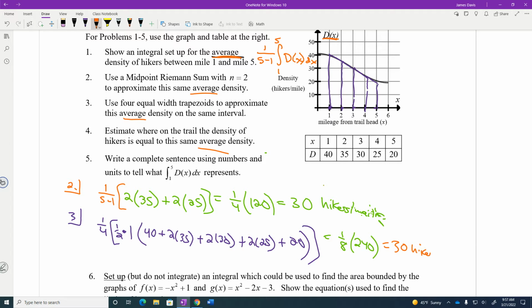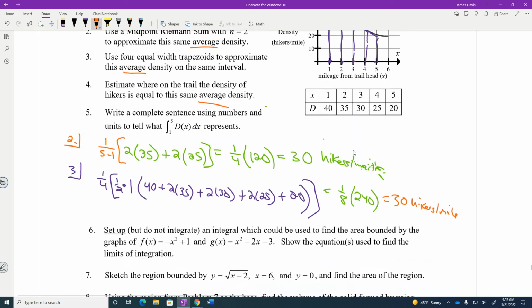What do you guys think? All right, and then we're supposed to estimate where the trail density is equal to the same average density. Well, that's pretty easy. At what point, at what mileage? Because we've got a table to tell us that too. So x equals 3 miles.